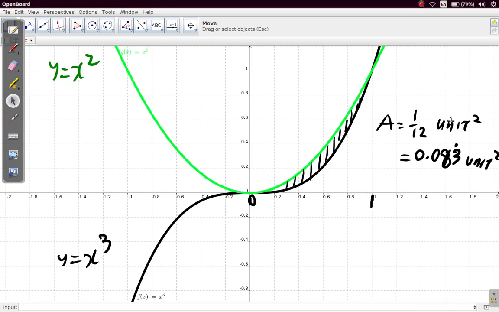Previously, we integrated x squared minus x cubed from 0 to 1, and we saw that this was the area. Now, suppose we integrate from negative 0.6 to 1. What would we get?